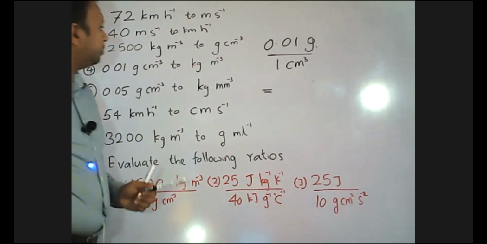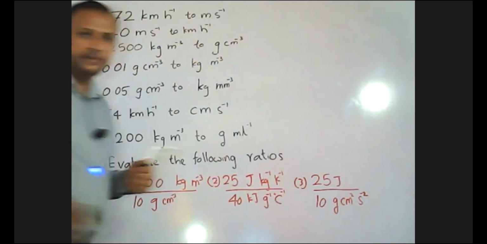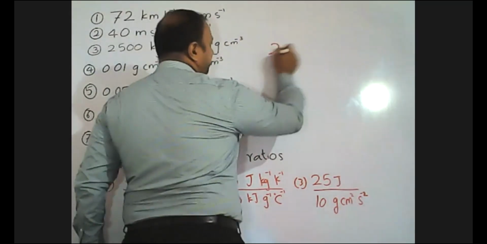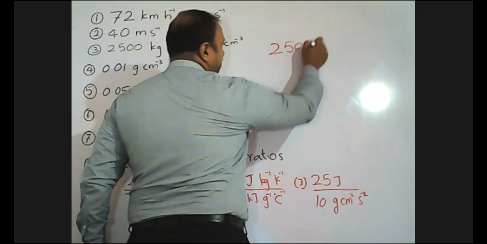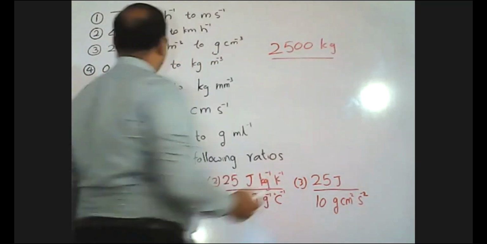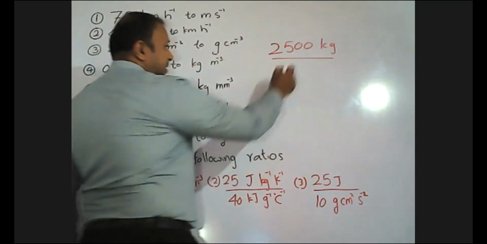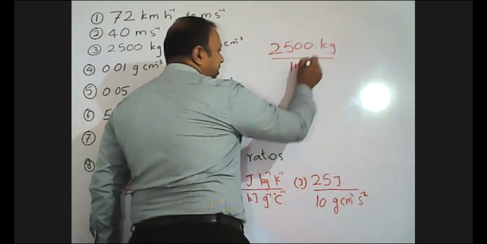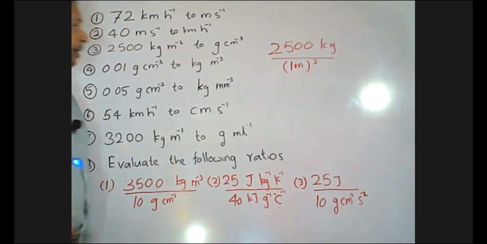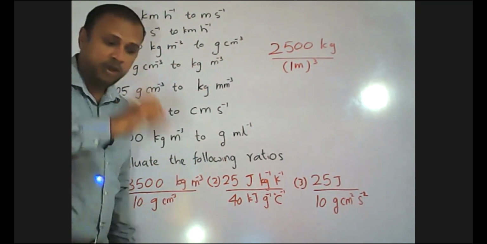25,000? No, no. Again, I will explain. 2,500 kilogram over 1 cubic meter. 1 cubic meter means 1 meter to the power 3. Cubic meter is 1 meter to the power 3.